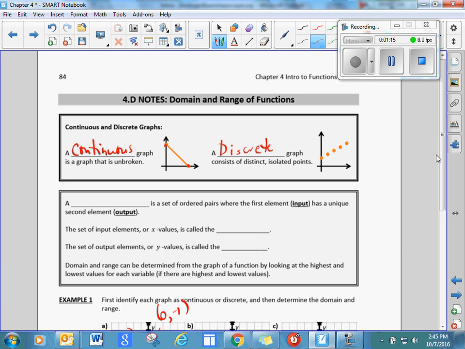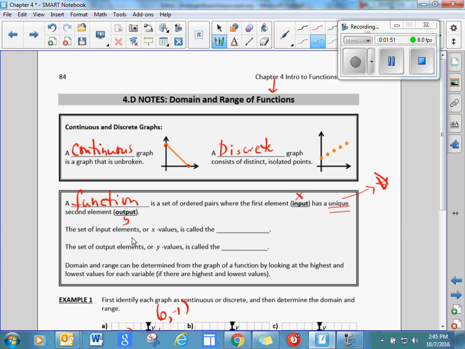We've used the word function a lot, but we have never really defined it. So we're going to define it, and we're going to work with that definition pretty much the rest of your algebra career. So a function is a set of ordered pairs, and we've done a bunch with ordered pairs to make our graphs. That's fine. Where the first element, the x, the input, has a unique second element, or the output, the y. This word unique is what we're going to focus on here in a few minutes.